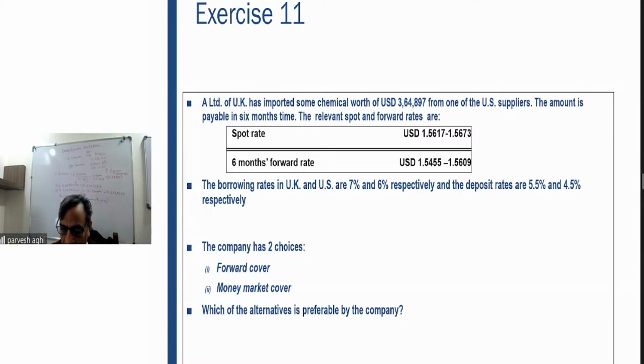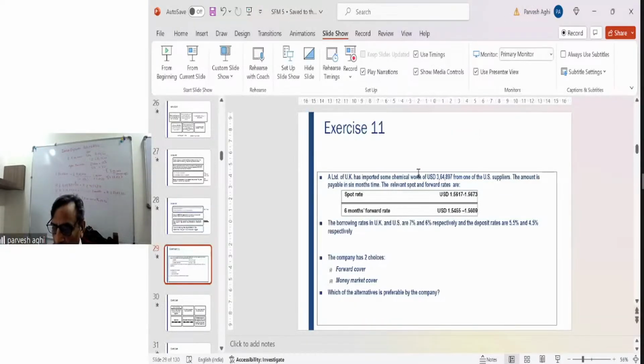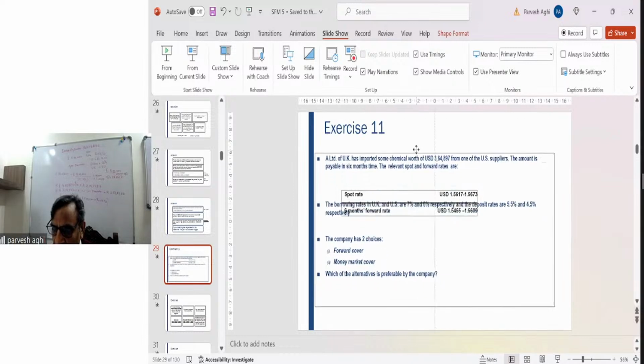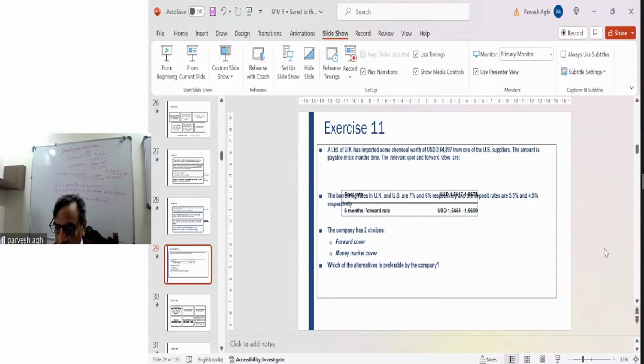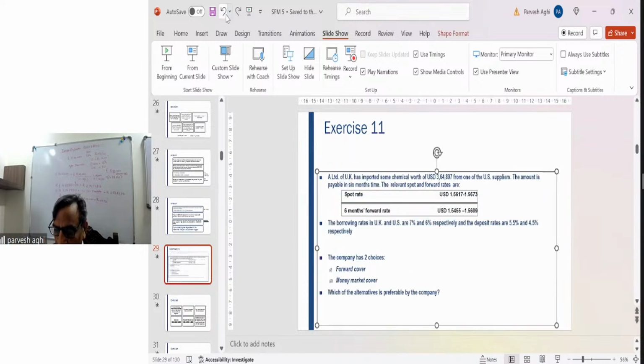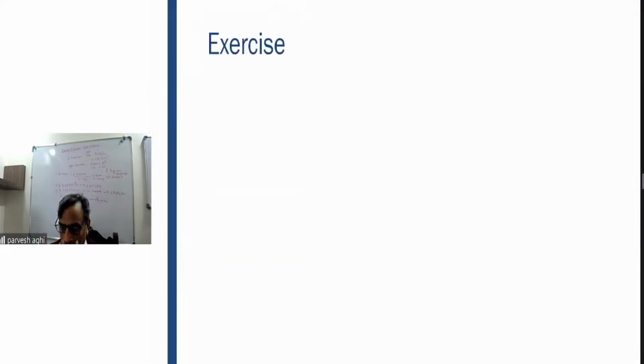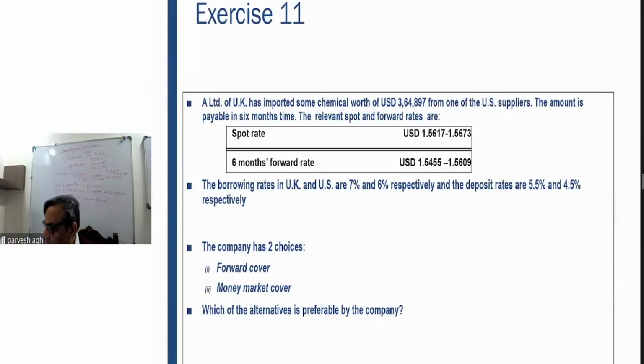So the company has two choices to make. The company has two choices, either to go for a forward cover or to go for money market cover. Which alternative is better? That is what we need to tell. So this is the question. We have to find out which is better.